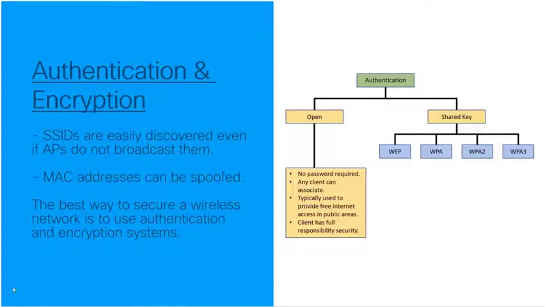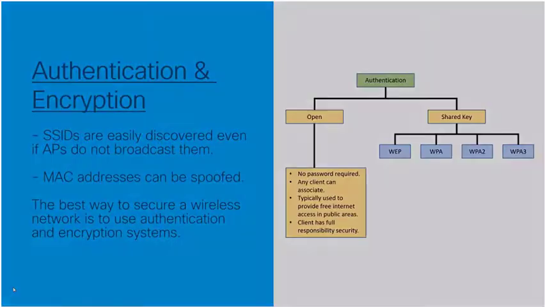Open system authentication is perfect when you want to have free internet access in a cafe or a hotel or even a remote area. With open authentication, a wireless client can easily connect to the wireless network without having to use a password. With shared key authentication, we have a mechanism such as WEP, WPA, WPA2, and WPA3 to authenticate and also encrypt data between the wireless client and the access point. The concern here is that the password must be pre-shared between both parties to connect to the network.